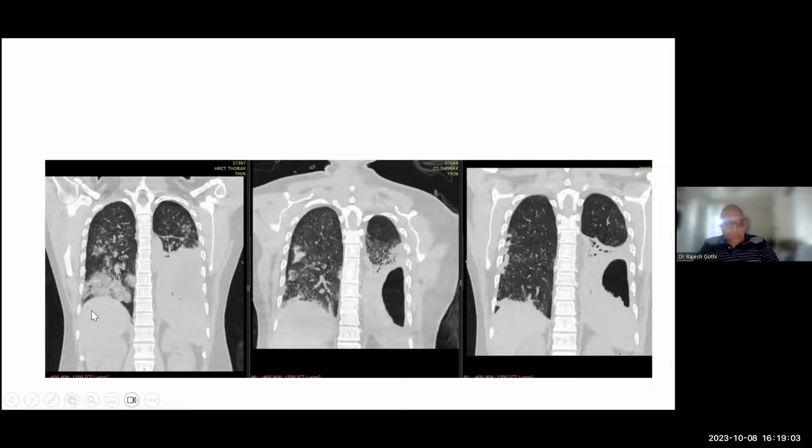Now, if you look at the diaphragm over here, this is the right diaphragm, and that is the left diaphragm. Do you see how inferiorly it has been pushed? The pleural effusion was actually pushing the diaphragm downwards.